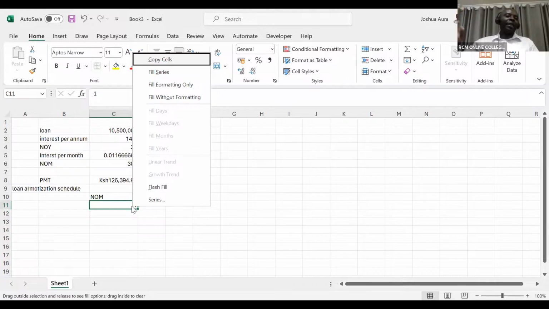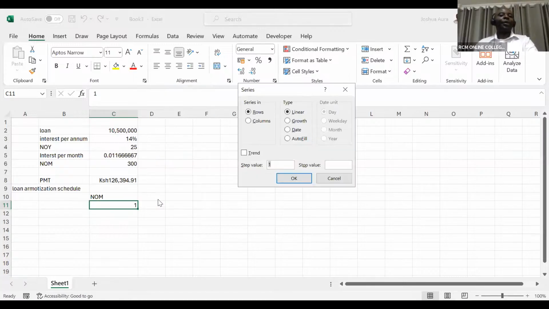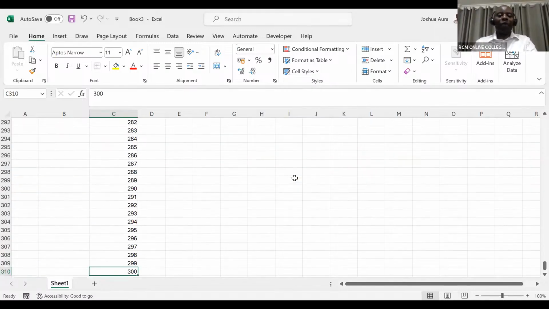When I release the right click, I can see a pop-up window, which is talking about many things, but I'm interested in the series. And my series is going to be column series. And my stop value is going to be 300. And then I should be able to say okay. When I say okay and I say control down arrow, I can see it has taken me to a whole 300. So I would want to see whether there is anybody who will be able to write that series all the way to 300. Let me see.